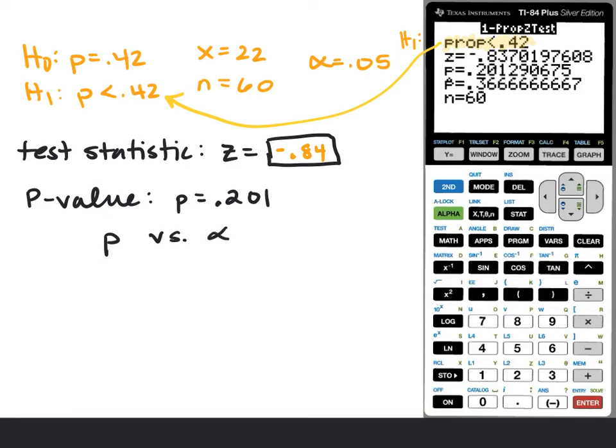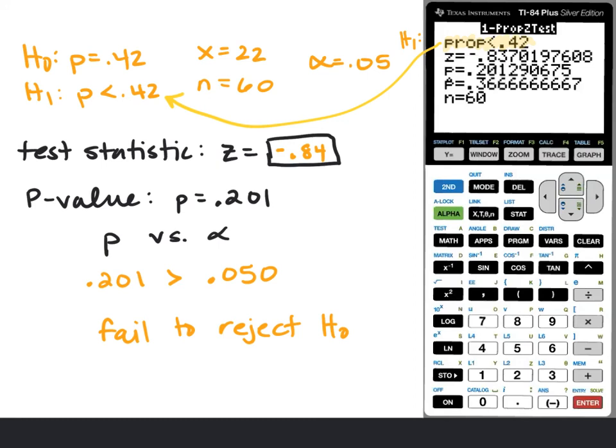And so my p-value was 0.201, and I'm comparing that to 0.05. And again, if you want to throw that extra 0 on there, so you're looking at 2 3-digit numbers, that's fine. But in this case, 201 is definitely greater than 50. So that is not enough, not unusual. So we're going to fail to reject the null. This is not enough evidence for me to believe that that proportion has changed.